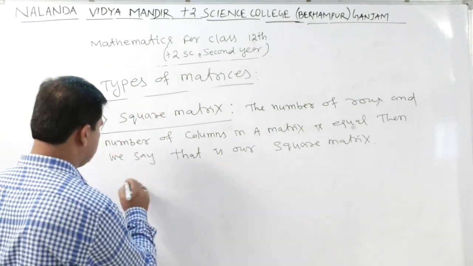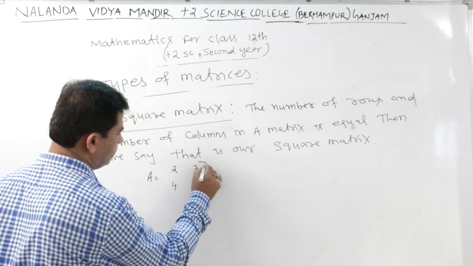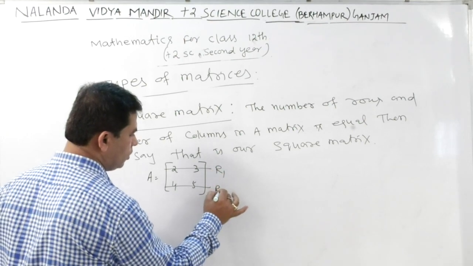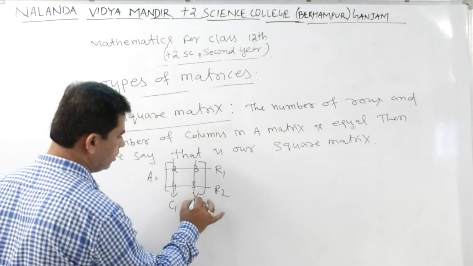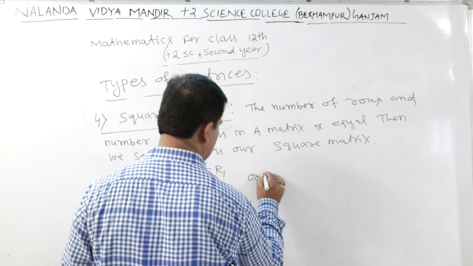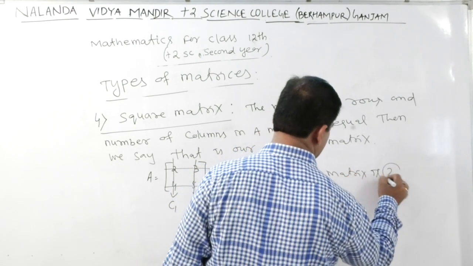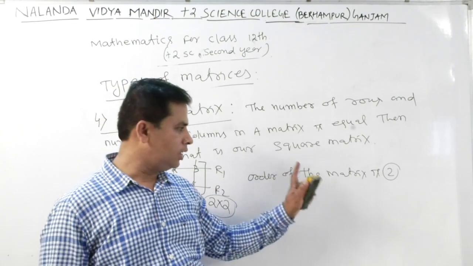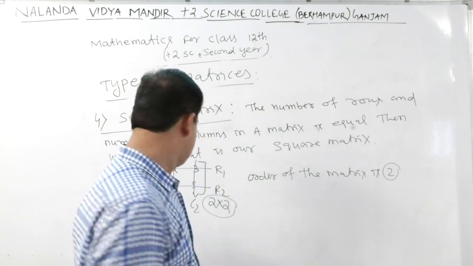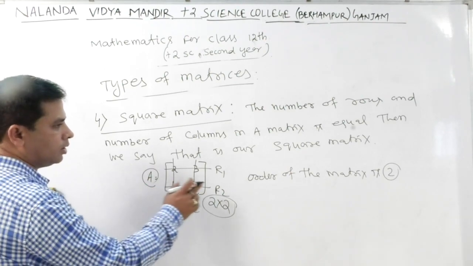The example of square matrix: 2, 3, 4, 5. Here the number of rows is row 1, row 2, and the number of columns is also column 1, column 2. Therefore, the order of the matrix is 2 cross 2, or we can write order 2. That means this matrix A can be considered as a square matrix of order 2, having 2 rows and also 2 columns.